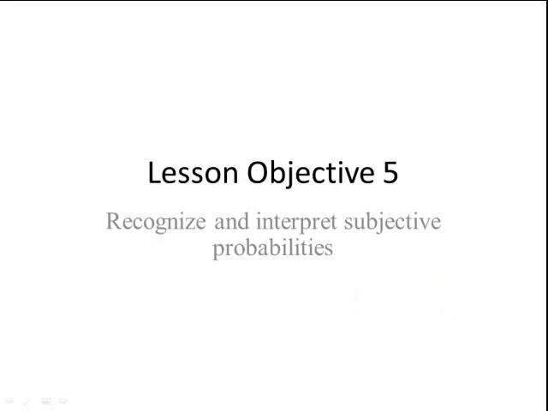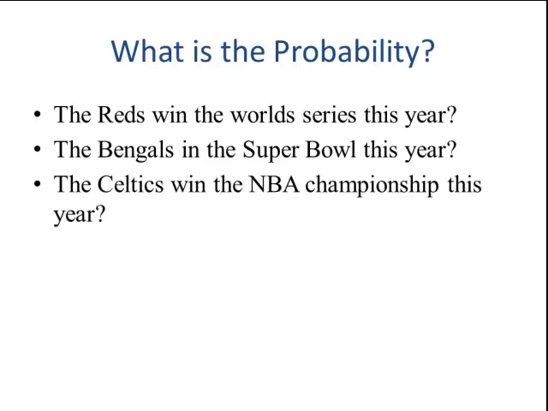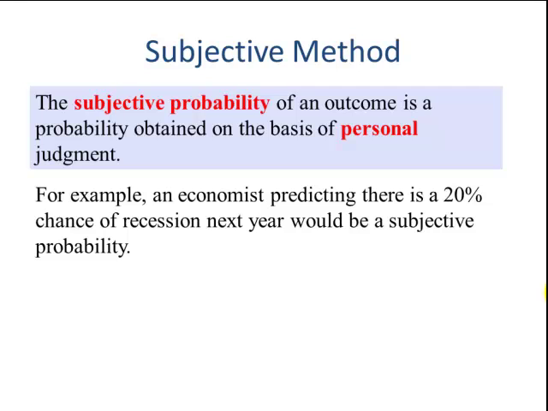Lesson objective number 5, subjective probabilities. This is used a lot in sports betting. What is the probability that the Reds are going to win the World Series this year? Or that the Bengals are going to win the Super Bowl? Or that the Celtics will win the NBA championship? These types of probabilities cannot use classical, and we cannot use empirical. So we have to use subjective.